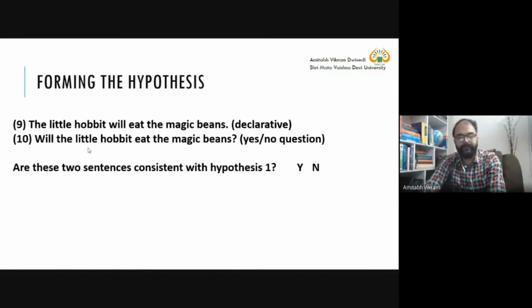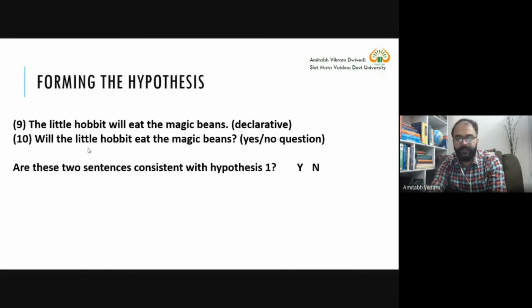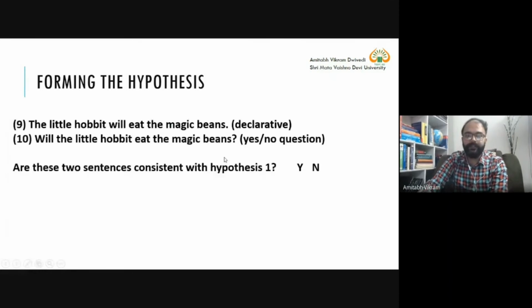We have 2 more sentences. The little hobbit will eat the magic beans. Now this is a declarative sentence. And what we said in hypothesis 1 is moving the second word in the equivalent declarative sentence to the front. So what is the second word here? The second word is little. The second word is not will. Will is the 4th word. 1, 2, 3, 4. And to make the question, we are moving will to the front. So now we need to check our hypothesis. Are these 2 sentences consistent with hypothesis number 1?